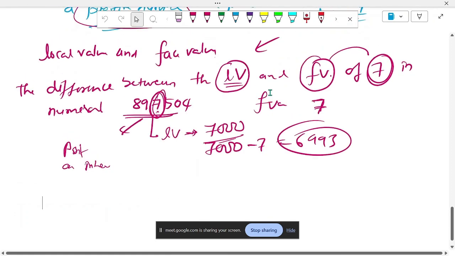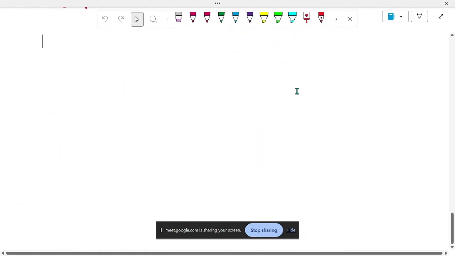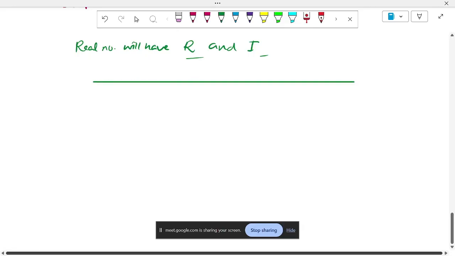We had also solved some of the questions, but today let me tell you there are some more types of numbers. You might have seen real numbers. You know what real numbers are? Real numbers will have both rational and irrational numbers. That you know, right? Real numbers will have rational and irrational numbers.